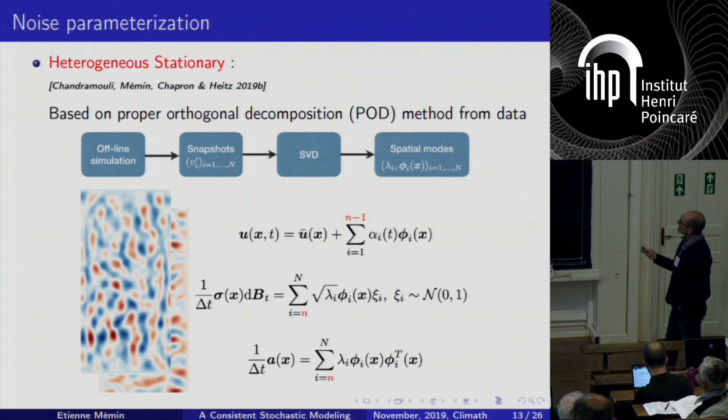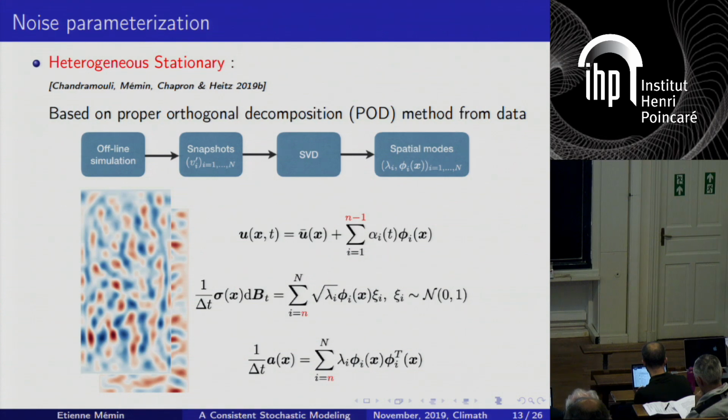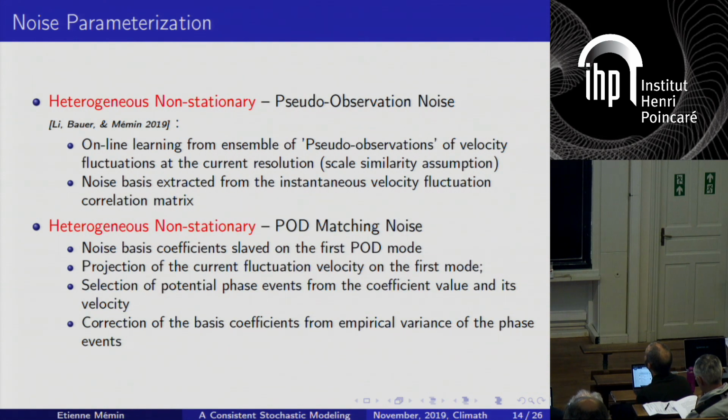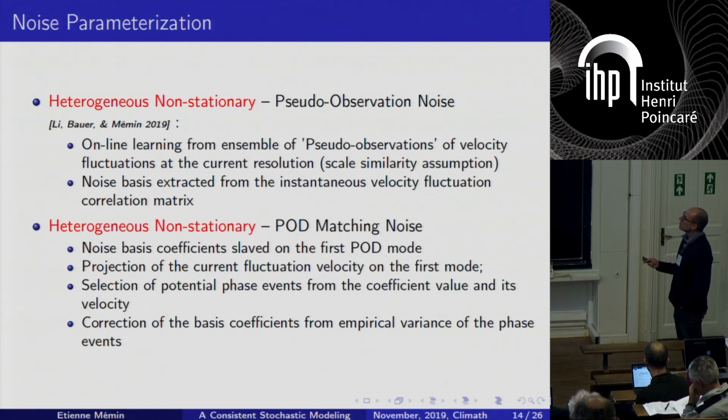You can split this basis in order to represent the resolved velocity and keep some basis functions to describe the noise. And the noise components are weighted by the eigenvalues of the autocorrelation matrix. So you can go now to a non-homogeneous, non-stationary noise by nearly sticking to the same kind of principle.